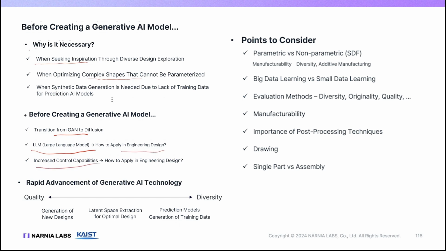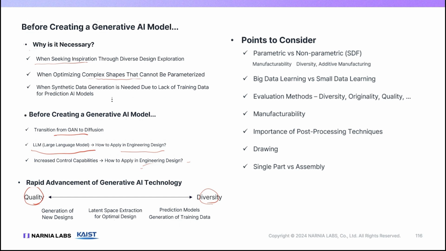Also, since LLMs themselves are advancing so rapidly, we need to consider how to use them efficiently in engineering design as well. And whenever we use generative AI models, there are always trade-offs to consider between the quality of the generated output and the diversity of the generated results. There is a trade-off. So, you always have to decide whether you want to generate only a small amount with high quality, meaning diversity can be lower, but quality must be high. Or if it's a generation task where diversity is more important for inspiration, even if the quality drops a bit.